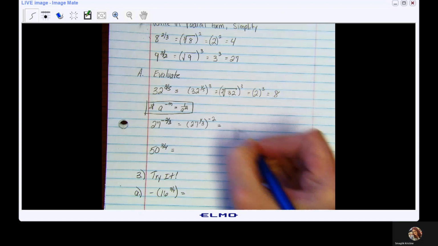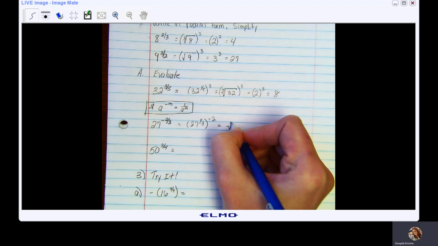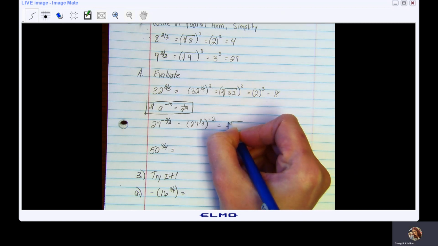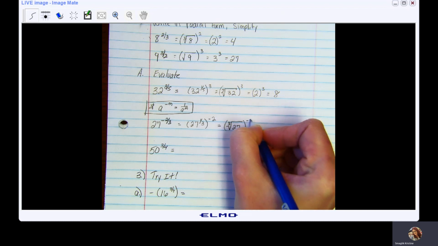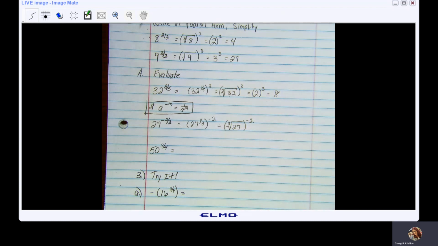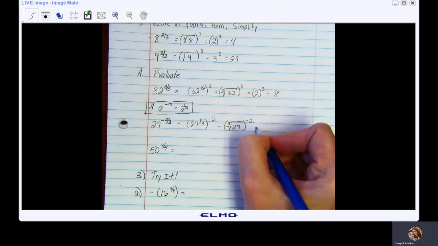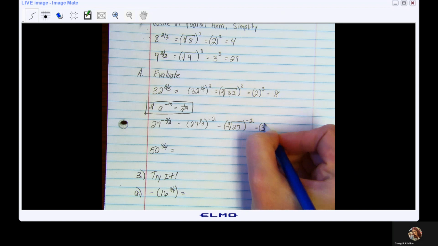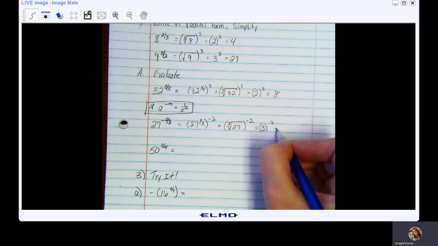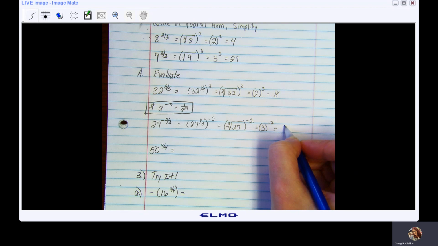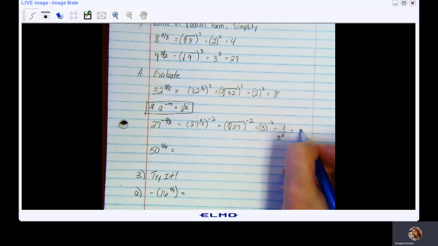27 to the 1/3 power is the same as saying the cube root of 27 raised to the negative 2nd power. The cube root of 27 is 3. Now here's that properties of exponents, negative. You would have 1 over 3 squared, which is 1 over 9.